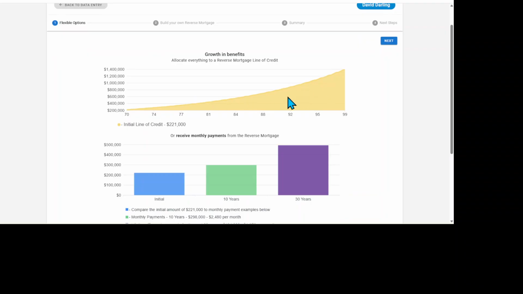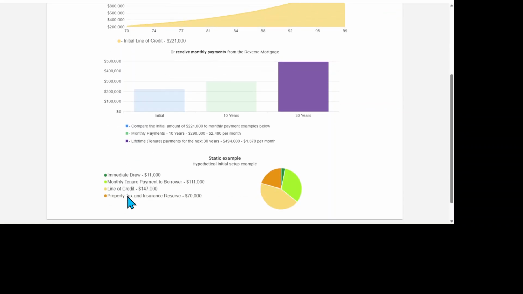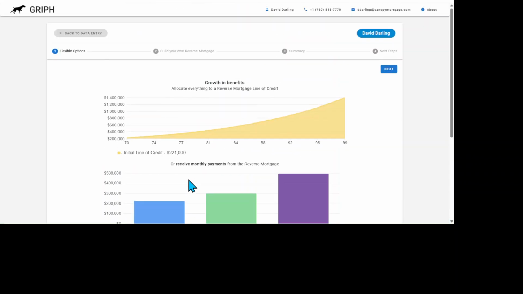Beautiful line of credit growing, opportunity to compare that $221,000 initial line of credit to how much they'd get over 10 years in an annuity style payment and over 30 years in a lifetime payment. The static example changes though. Now we've got this slice populated. We're going to hold back $70,000 and put it into this property and insurance reserve. The rest of this is just hypothetical, maybe immediate cash of 11, maybe allocate something to the monthly payment and leave the rest in the line of credit.